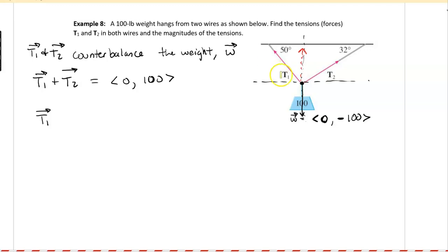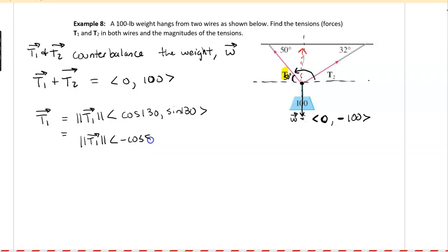So T1 over here on this side. If you remember some of your geometry facts, alternate interior angles, that angle right there is 50 degrees. But if we're thinking about the angle we make with the positive x-axis, we're going to use our angle of 130 for T1. So we're going to do the magnitude of T1, which we don't know, times our vector cosine of 130, comma sine of 130. Using unit circle or co-function facts, you could also have used an angle. For cosine, you would have had to do negative cosine of 50. And for sine, because it's in the second quadrant, sine of 50 would give you the same answer. You could use either of those.